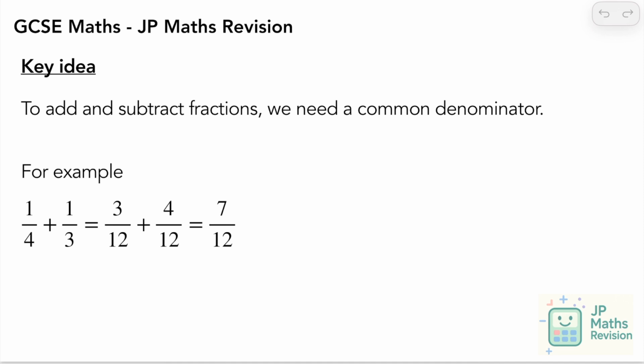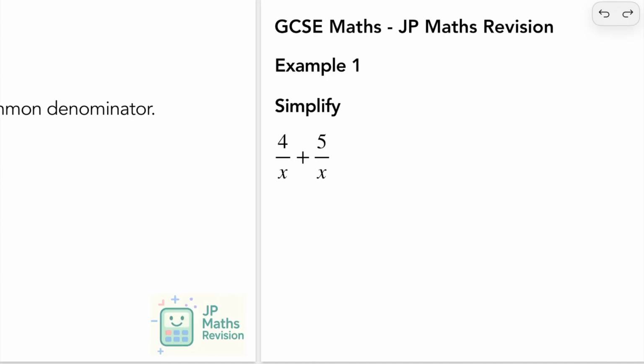So if we have 1 over 4 plus 1 over 3, we notice that the common denominator of 4 and 3 is 12 because 12 is a multiple of both 4 and 3. So to get from 4 to 12, I multiply by 3. So I do the exact same thing to the top. So 1 times 3 is 3. And then to get from 3 to 12, I multiply by 4. So I'm going to do the same thing. So 1 times 4 is 4. So then I just add the numerators, which is 7, and the denominator stays the same.